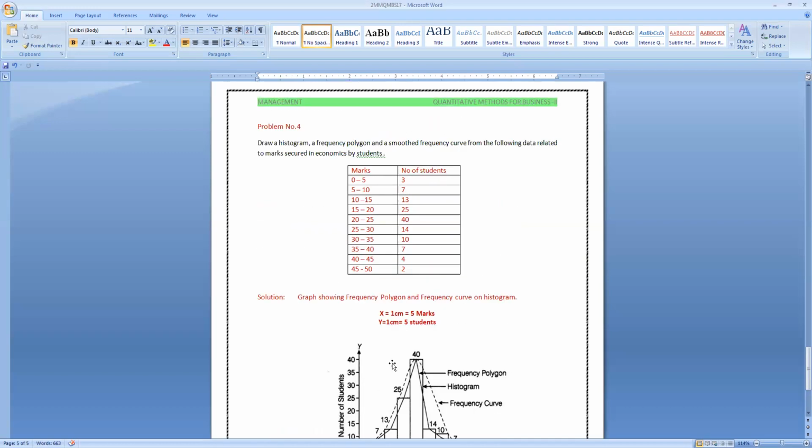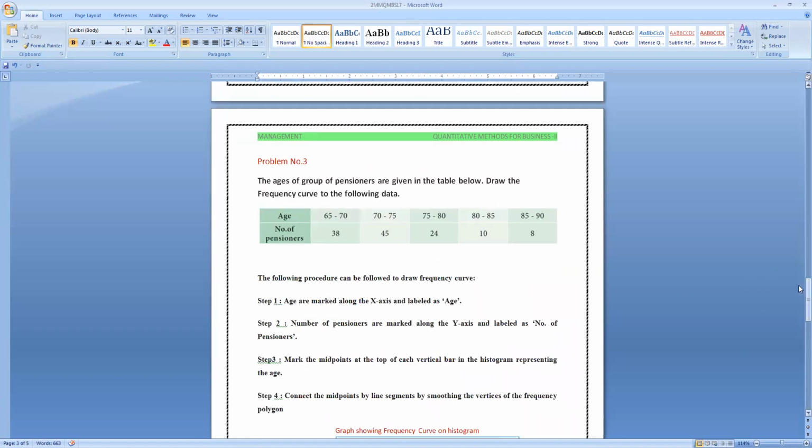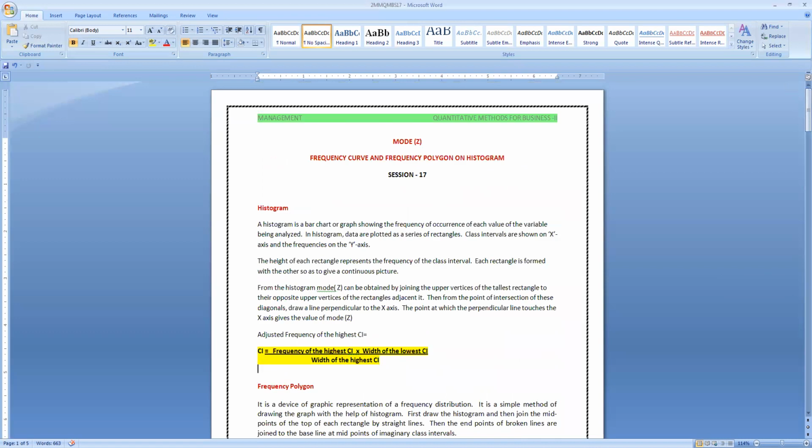So this is how we are going to draw both the frequency polygon as well as the frequency curve on the histogram. So with this, I am going to end the session.